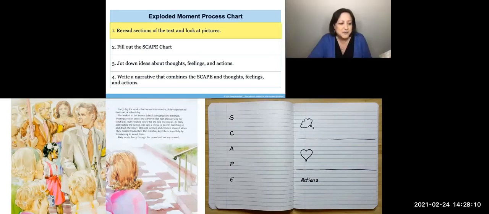Every day for weeks that turned into months, Ruby experienced that kind of school day. She walked to the Frantz school surrounded by marshals. Wearing a clean dress and a bow in her hair and carrying her lunch pail, Ruby walked slowly for the first few blocks. As Ruby approached the school, she saw a crowd of people marching up and down the street. Men and women and children shouted at her. They pushed toward her. The marshals kept them from Ruby by threatening to arrest them. Ruby would hurry through the crowd and not say a word.